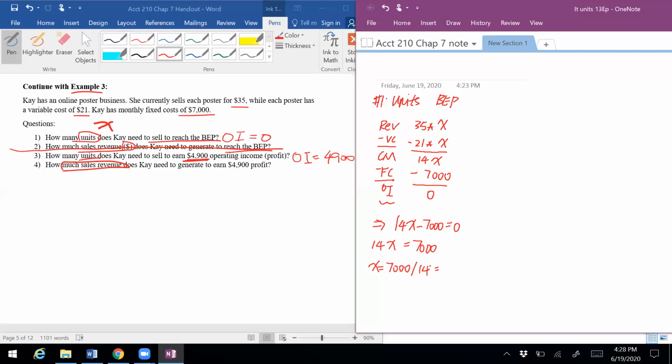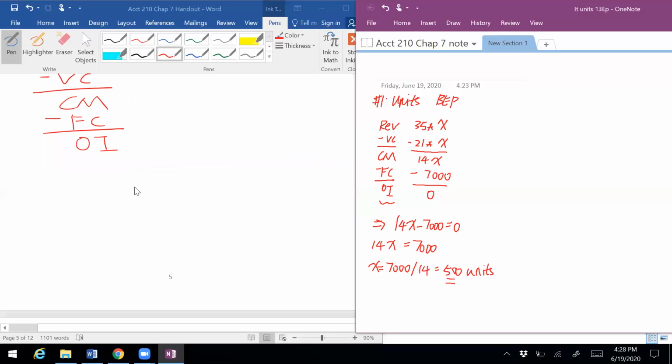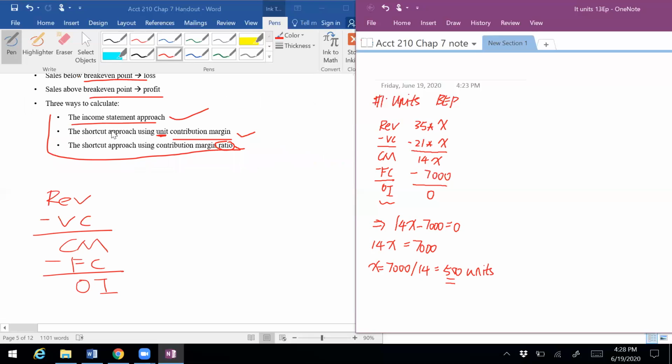And then what's the answer? How many units? The answer is 500 units. Did you get the answer? Yes or no? It's 500 units, right? So we got this one. This method is the first one, called the income statement approach.